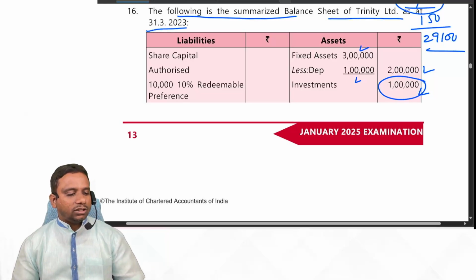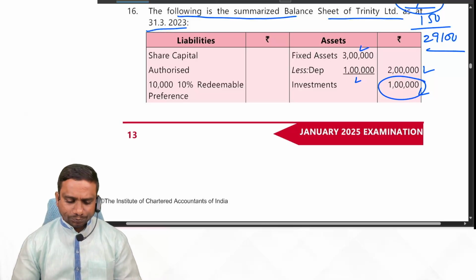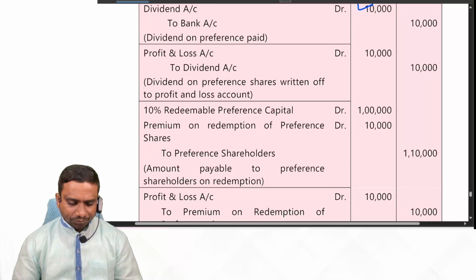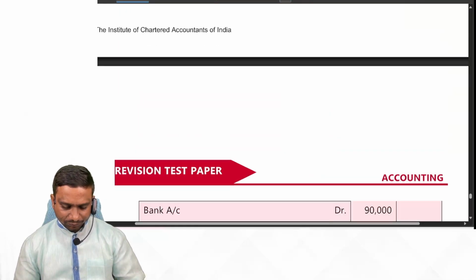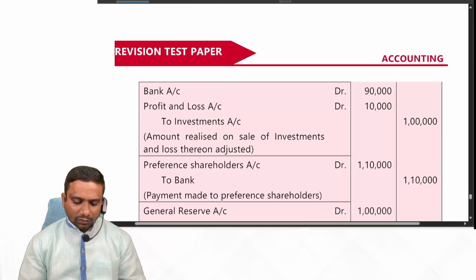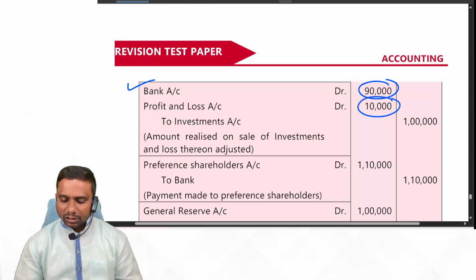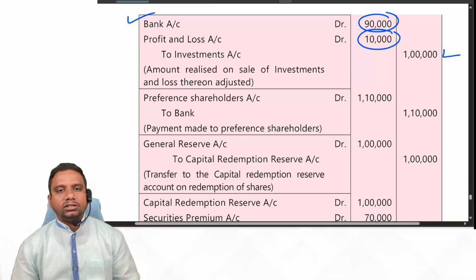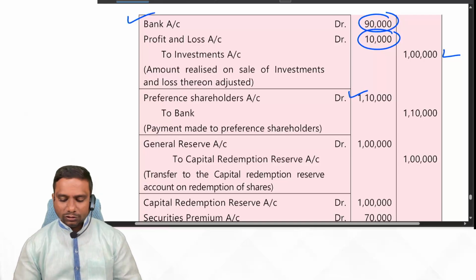So first, set off this loss. Bank account debit 90,000, profit and loss account debit 10,000, to investments. Is it clear? Now, whatever amount is due to preference shareholders, transfer that amount to their account. Preference share capital account debit 1 lakh 10,000 to bank account.